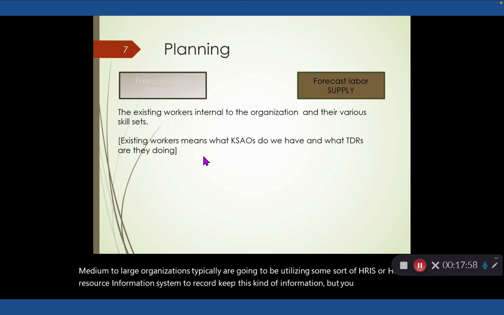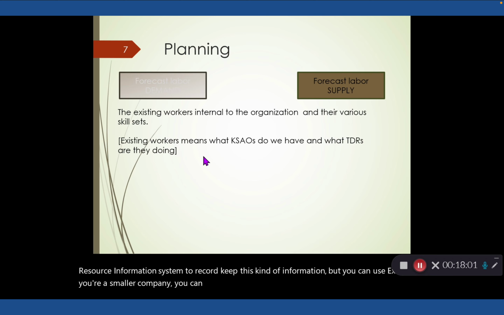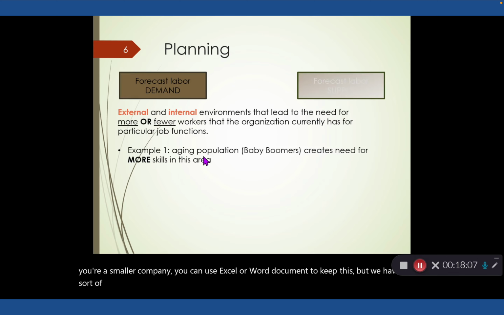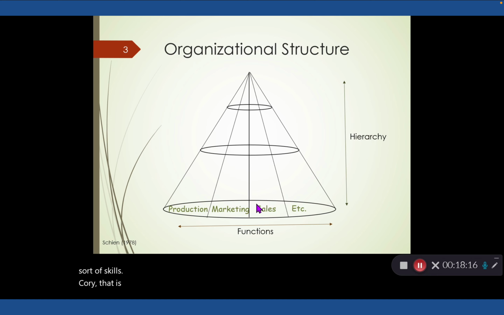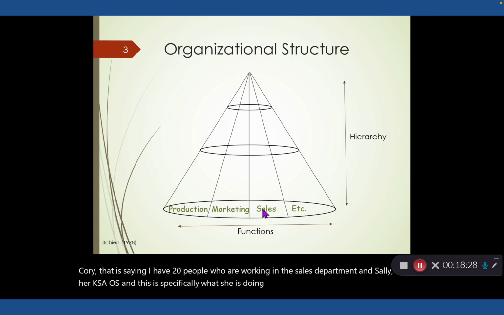But you can use Excel. If you're a smaller company, you can use an Excel or Word document to keep this. But we have some sort of inventory, and I'm going to jump back to my pyramid here. There is some sort of skills inventory saying, I have 20 people working in the sales department, and Sally, these are her KSAOs, and this is specifically what she is doing. This is Bob, these are Bob's KSAOs, etc.